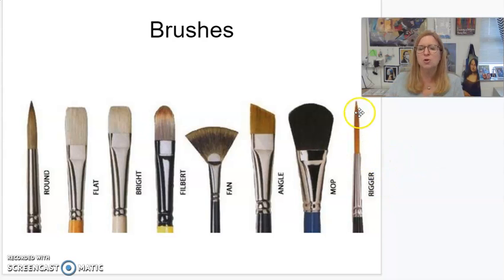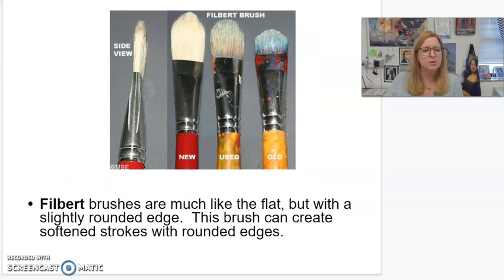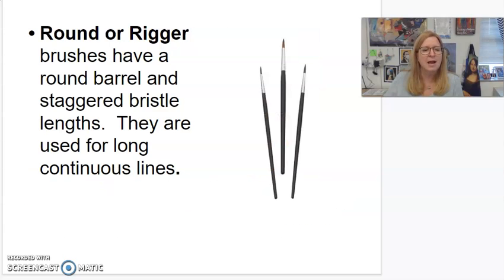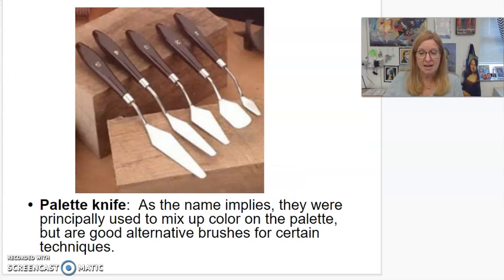And then you have what's called a rigger brush. A rigger is very similar to round, except that a rigger brush is used more for detail. Painting your name, whiskers on a cat, eyeliner on your eyes, that kind of thing, okay? So here's some more pictures. There's a flat brush. There's your filbert. There's your round or rigger. Fan, okay? These are palette knives.